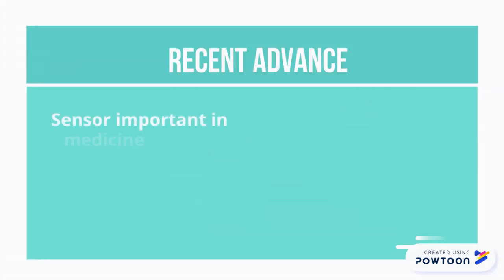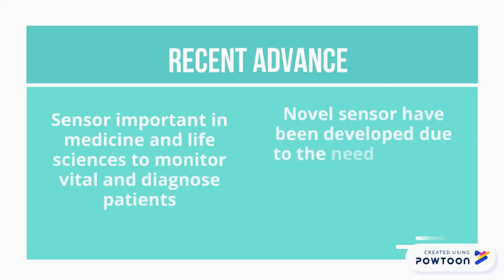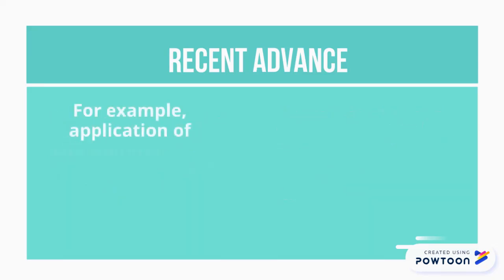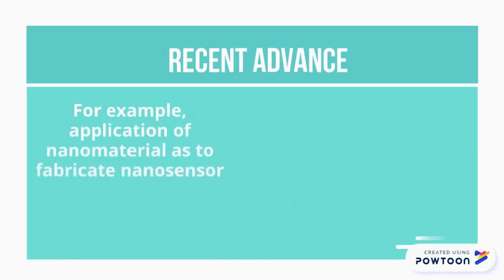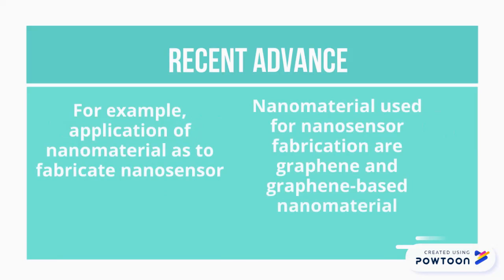Recent advance. Sensors are important in medicine and life sciences to monitor vitals and diagnose patients. However, novel sensors have been developed due to the need for early detection and diagnosis of disease. For example, an application of nanomaterial is a fabricated nanosensor. Nanomaterials used for nanosensor fabrication are graphene and graphene-based nanomaterials.